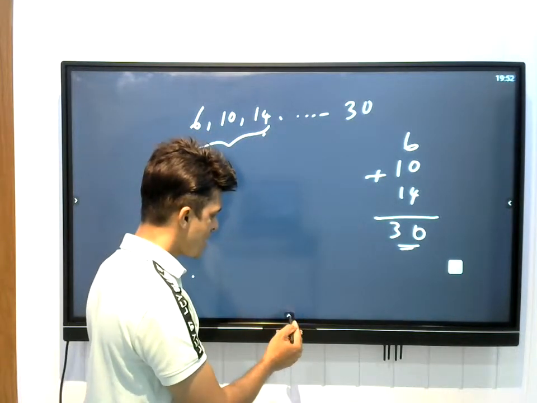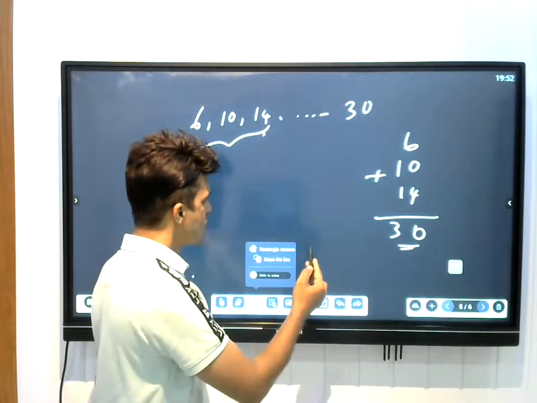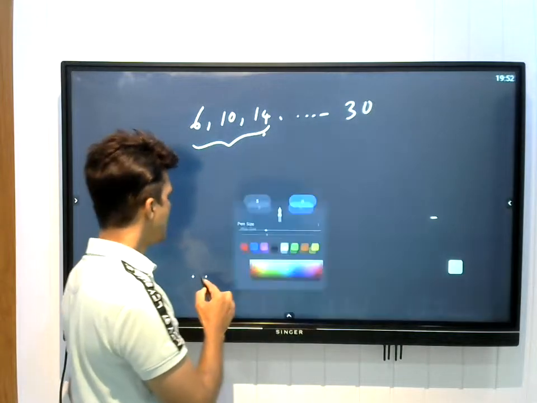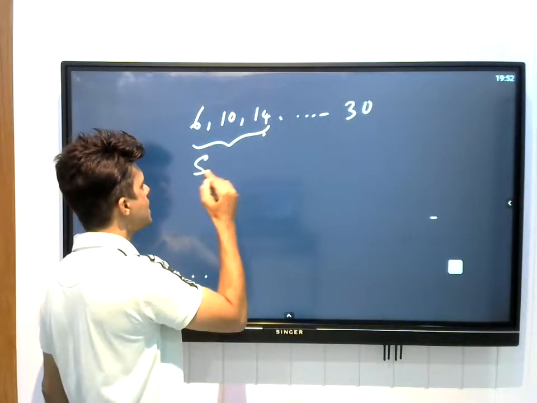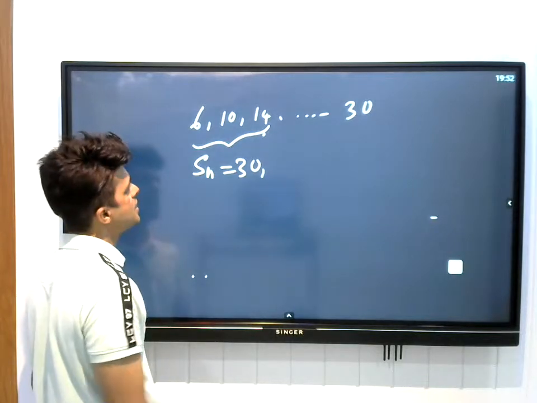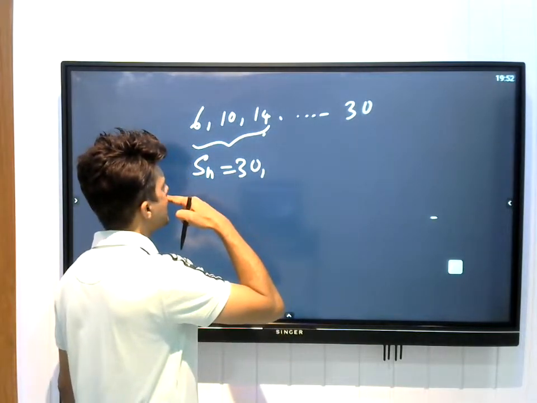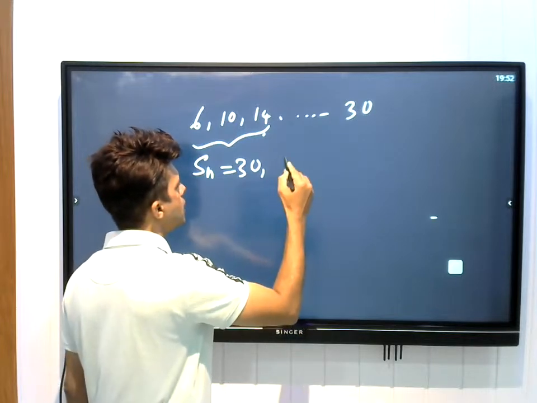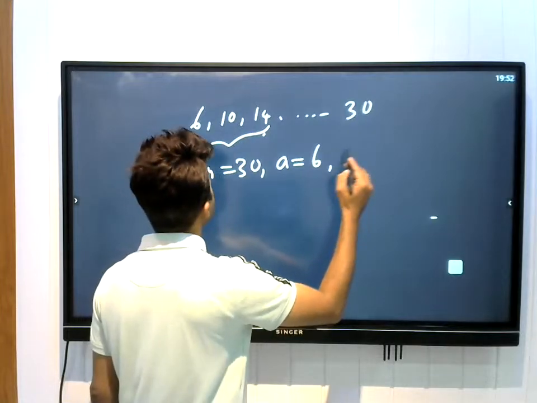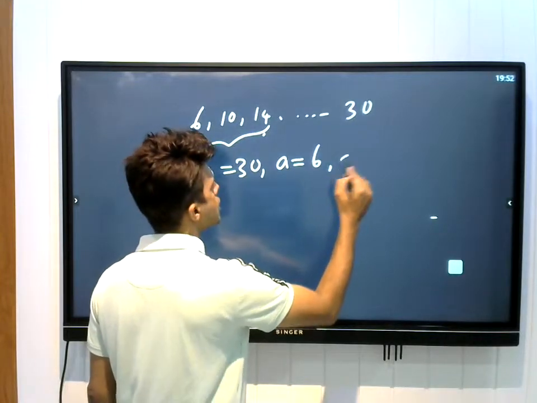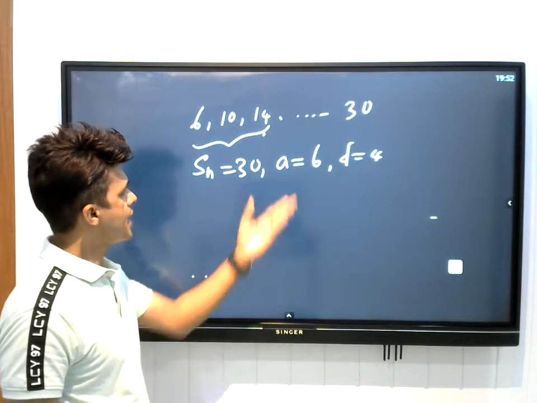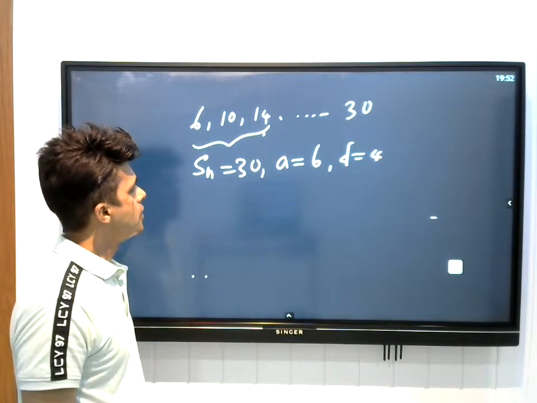So the question is how many terms should be added to get the sum as 30? How do you do that? Which means for a certain term, Sn equals 30. You do not know the number of terms. You know Sn equals 30, a equals 6, d equals 4 here.